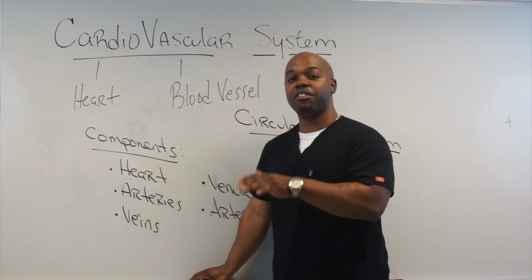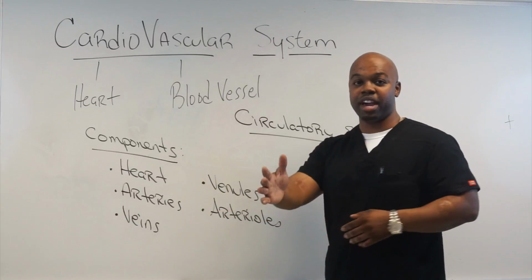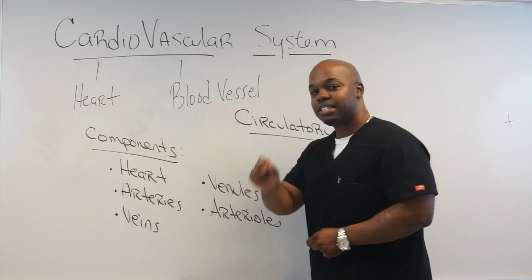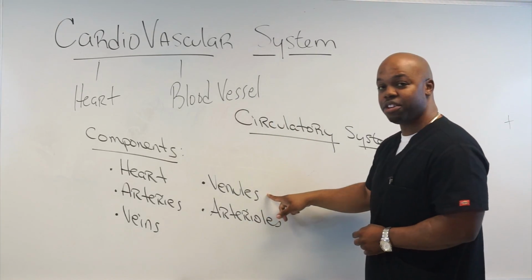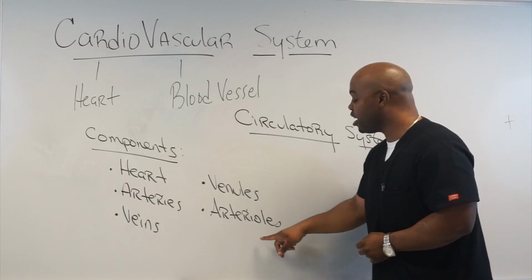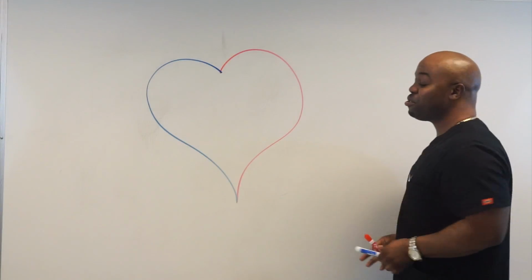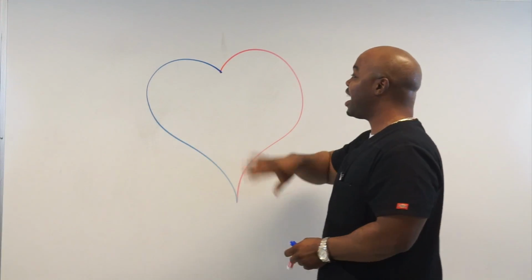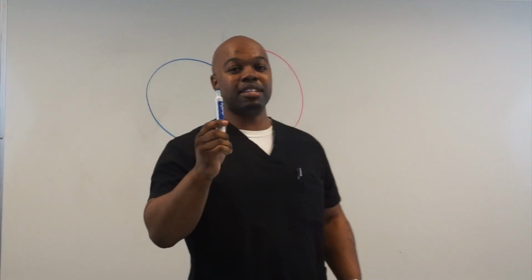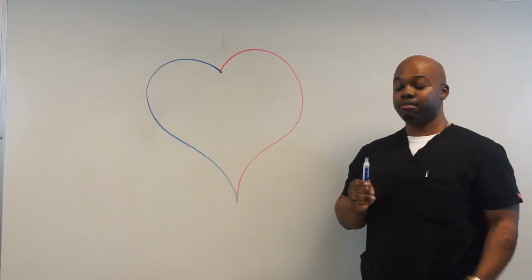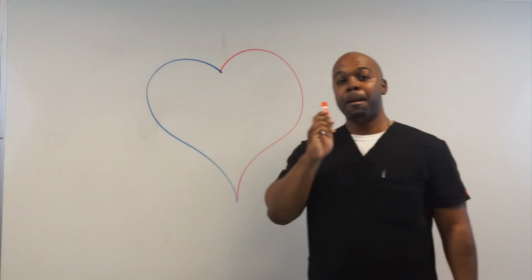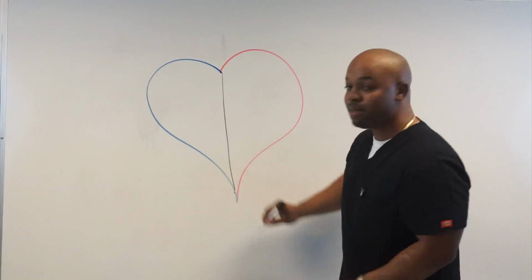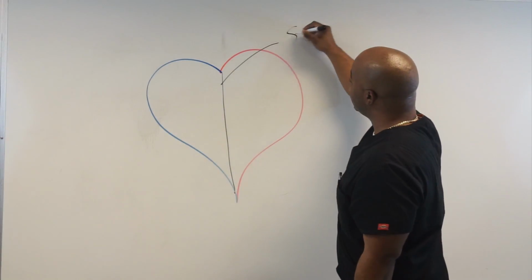Now, there are components of the system. Number one is the heart, which is located on the left side of your chest. Arteries, veins, tiny veins called venules, and tiny arteries called arterioles. The heart has two sides, we could say two halves: the left half and the right half. The blue means blood without oxygen. The red means blood with oxygen. It's separated by a thing called the septum, which is right in the middle. What's it called again? It's called the septum.